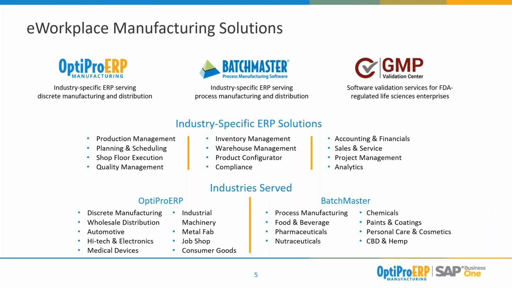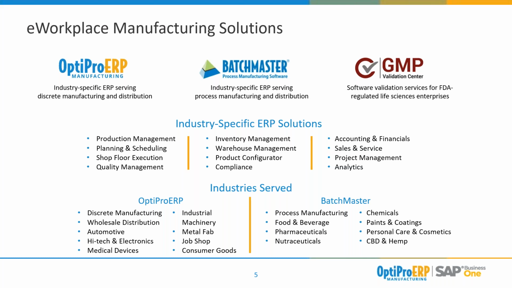So how do we achieve that? We achieve the first part, addressing the unique needs of manufacturers and distributors, through our own industry-specific IP solutions and expertise in manufacturing and distribution. E-workplace manufacturing is SAP's strategic industry and OEM partner for manufacturing and distribution. We have two ERP products, OptiProERP and Batchmaster. OptiProERP is an industry-specific ERP focused on discrete manufacturing, so it's focused on the needs of electronics, medical devices, plastics, industrial machinery, and other discrete type manufacturers, as well as wholesale distribution.